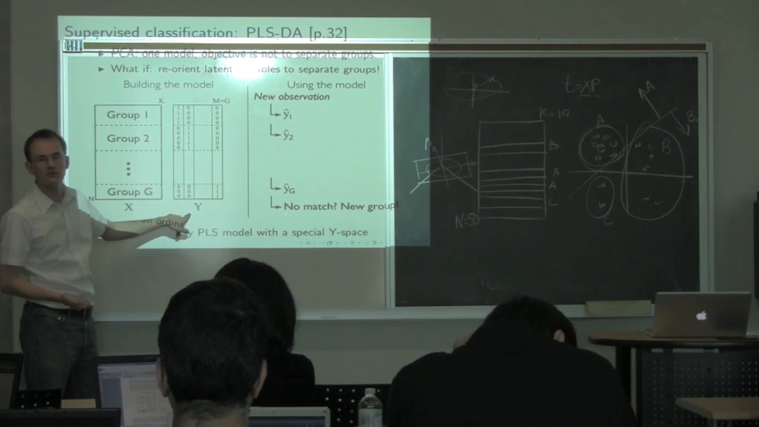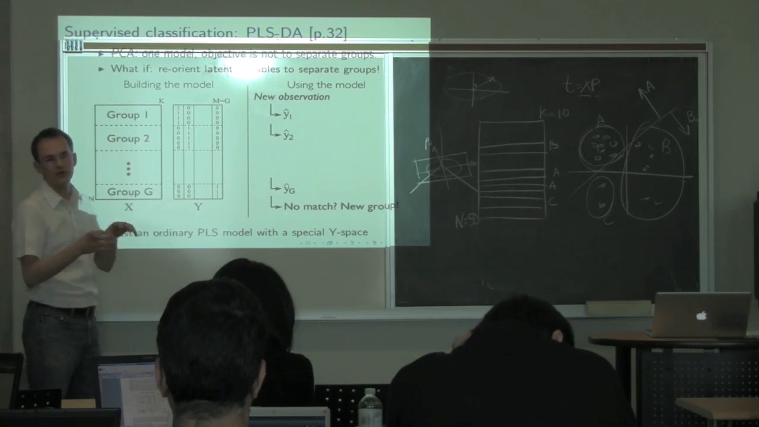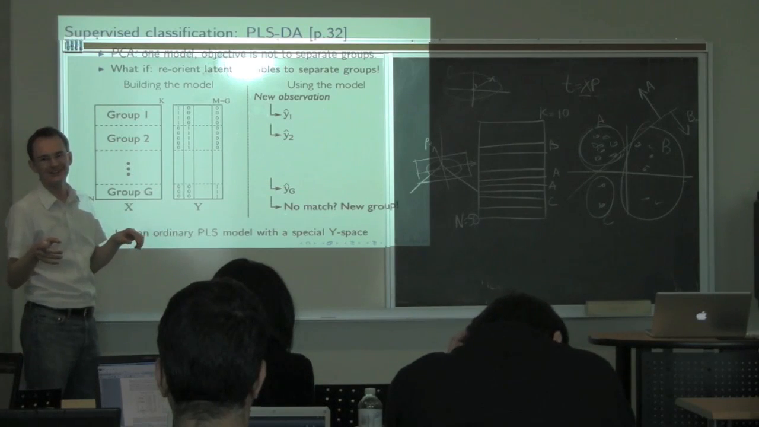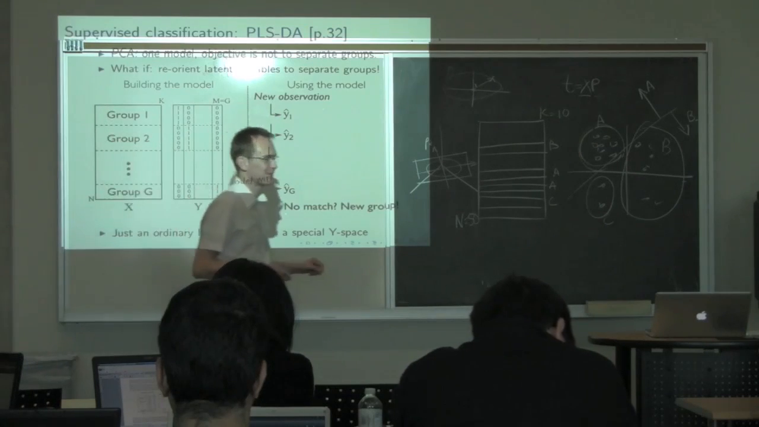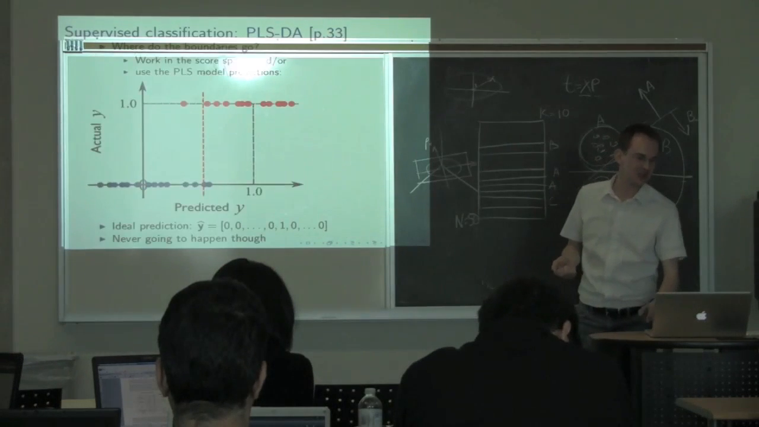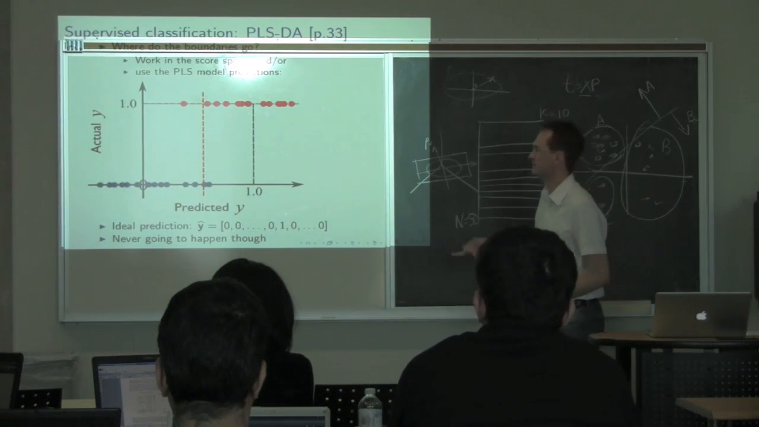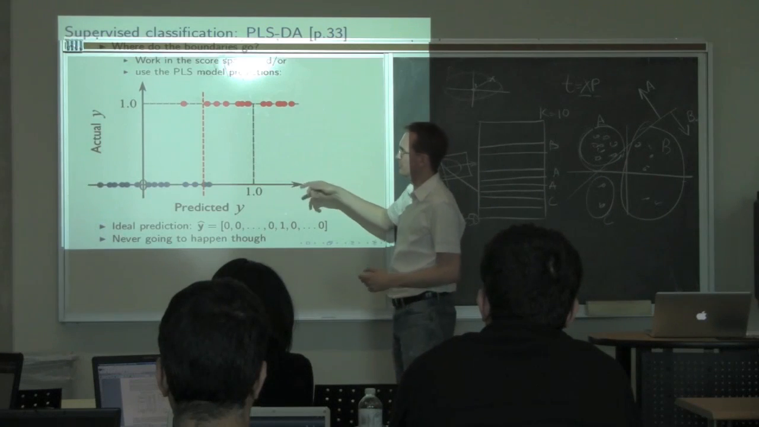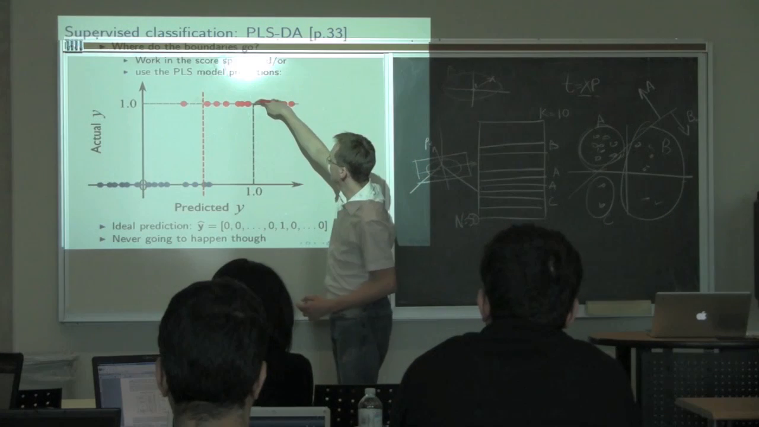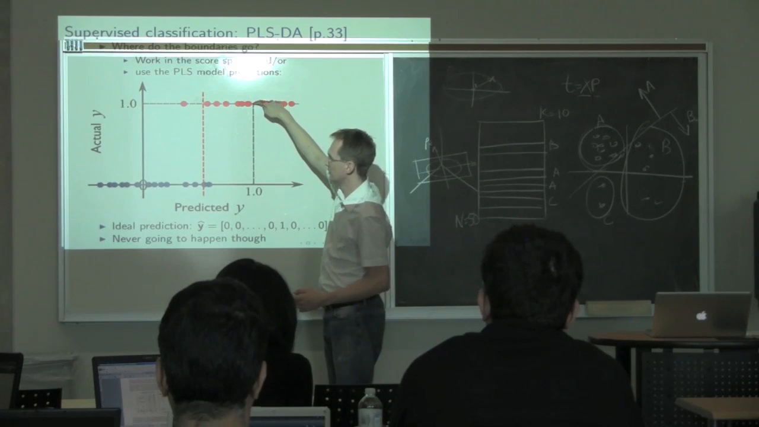That it was 1. Yeah. Whichever one predicts for you closest to 1 is the group that you're going to say it belongs to. And hopefully, all the other predictions are close to 0. But things never work out so nicely. You're always going to get a crazy looking plot like this. Ideally you get a prediction that's right there at 1.